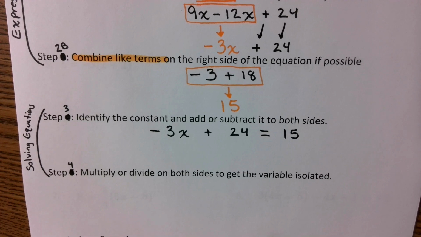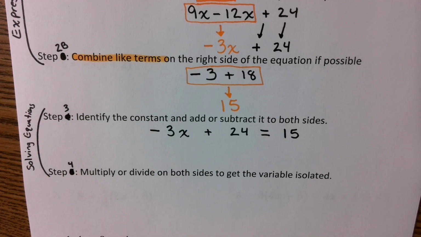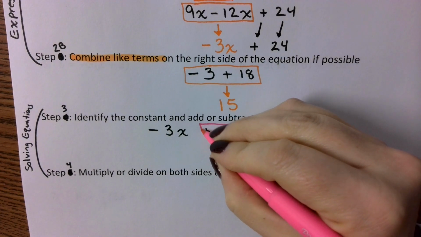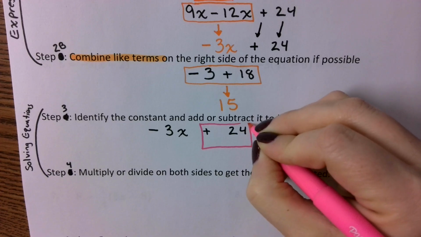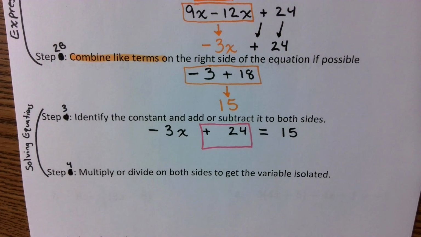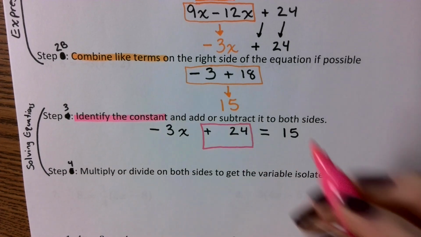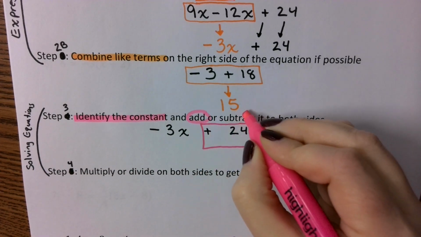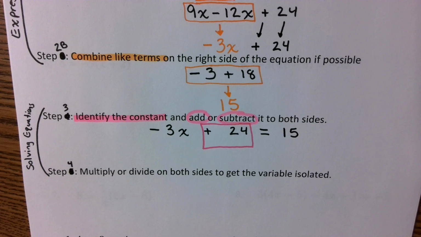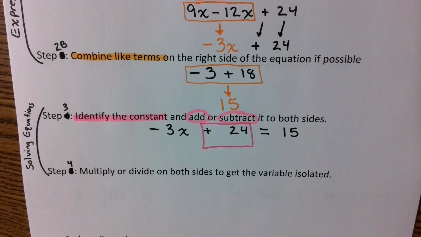Look up again. You forgot? Okay. Will? Very good, Will. We're going to put a box around that plus 24. Remember, we always identify the constant. That's what it says right here. We're going to identify our constant, and we're going to either add or subtract.